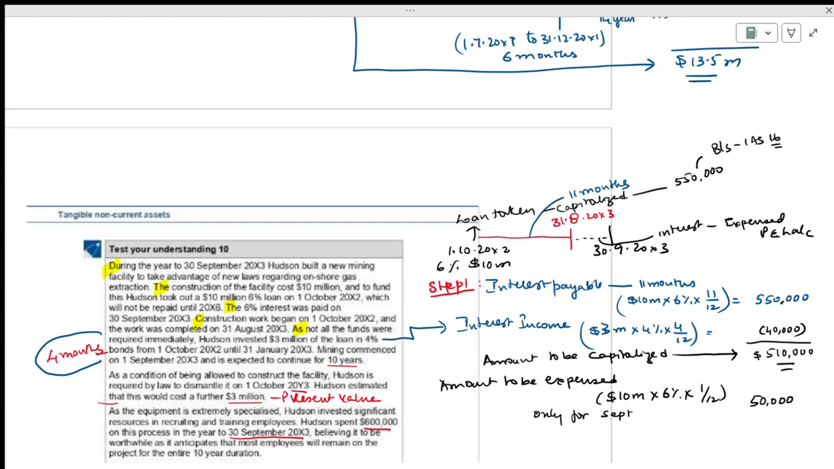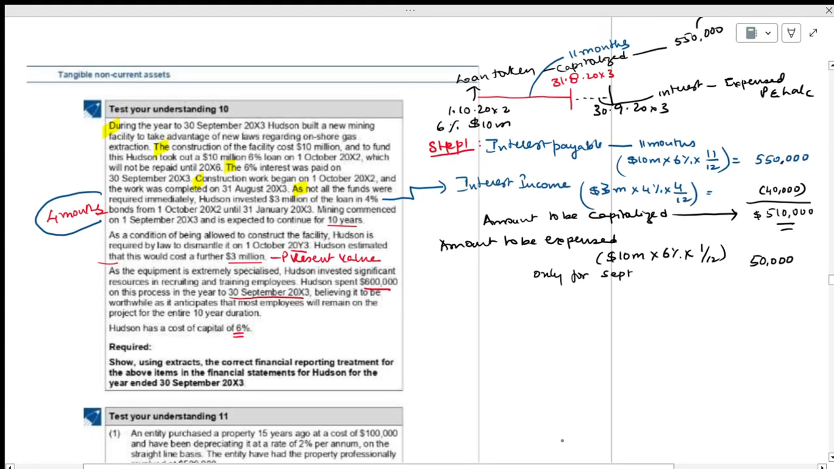Next. Are you clear about this? Yes. Now, second point, step. What is the second step? They say that I have mentioned here, present value, that they are dismantling this.